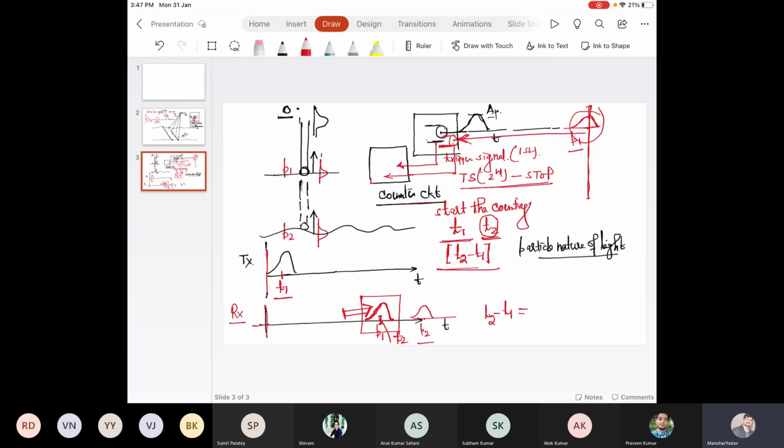Let's say it is T21. This time T21 is the total time taken by a laser pulse from the laser transmitter to the source P1, then back to the laser receiver. And it travels in a straight line. It means T21 can be divided by 2 to get the time taken in one way, and we'll call it T, the time of flight.